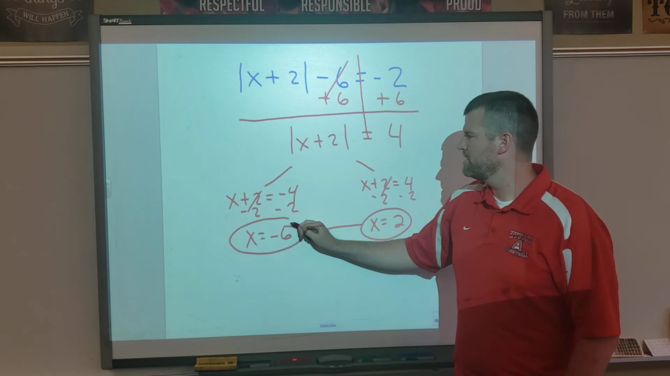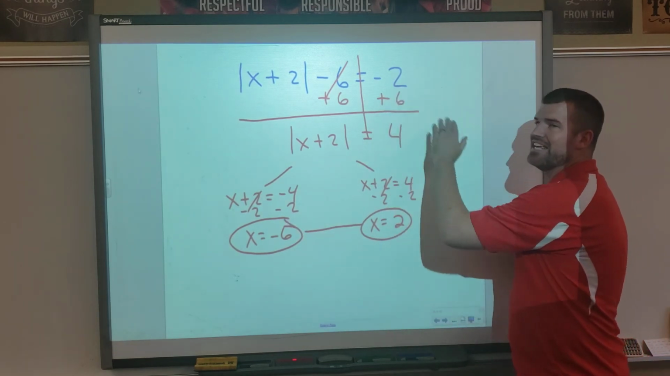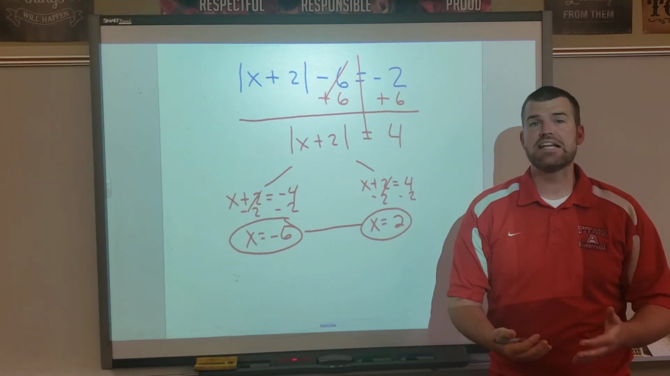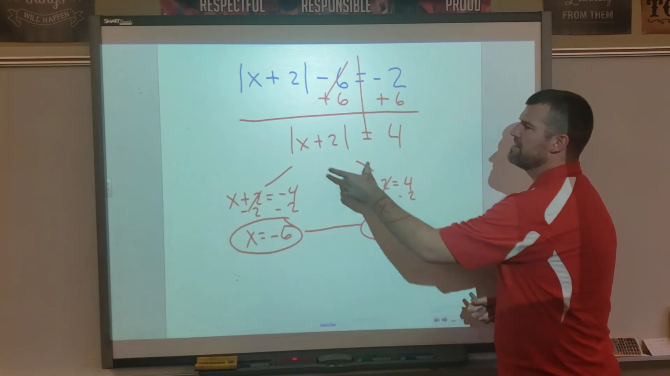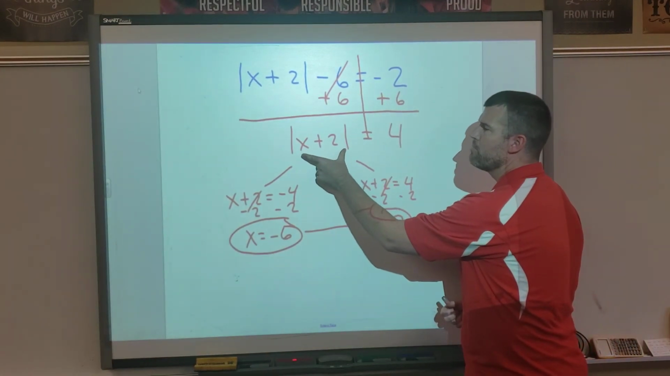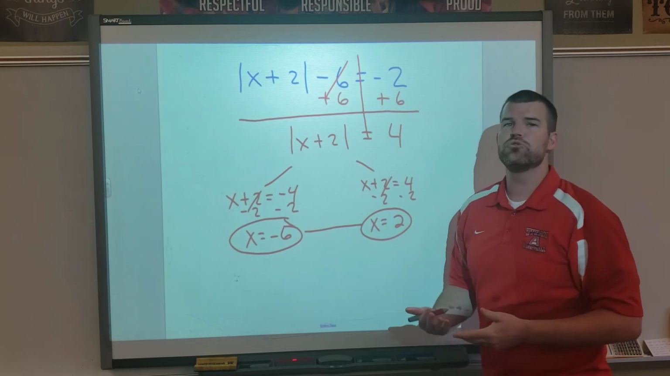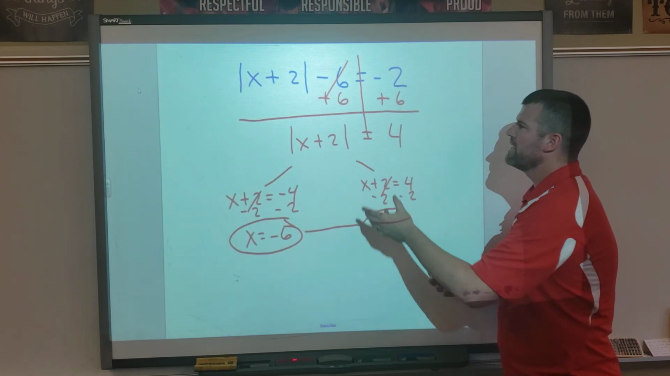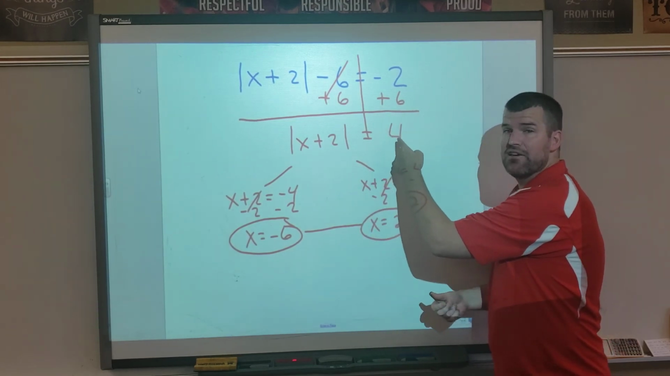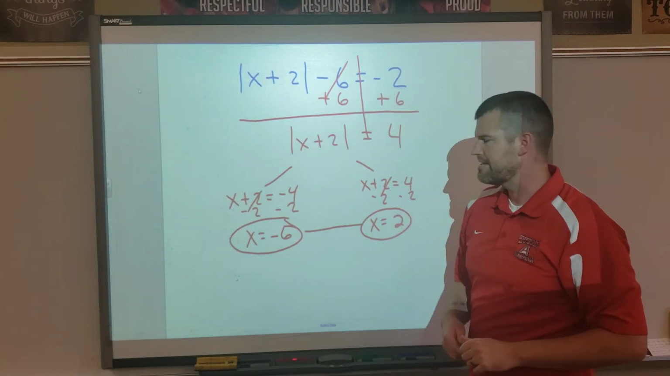So again, just something to look out for. If there's a negative in the problem, it doesn't necessarily mean it's no solution. You have to get the bars alone. And if the bars equal a positive, we actually do have solutions. Now, if we had moved everything over and this was a negative 4, then we'd have no solutions.